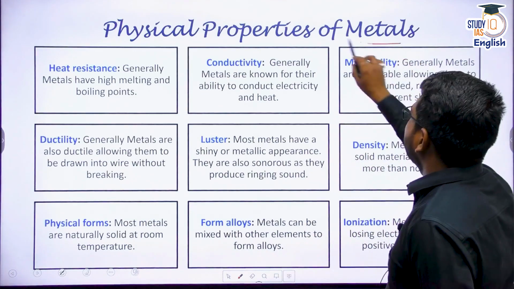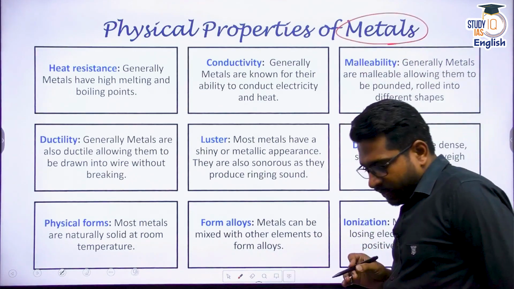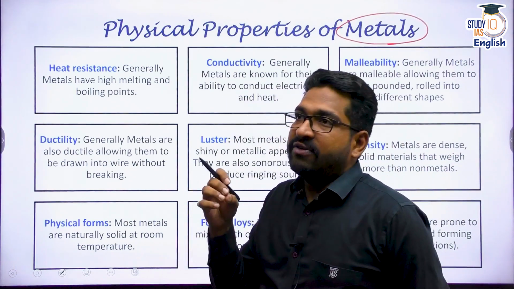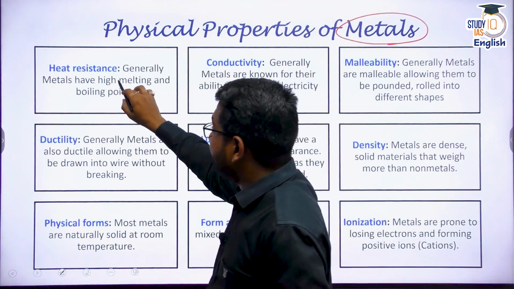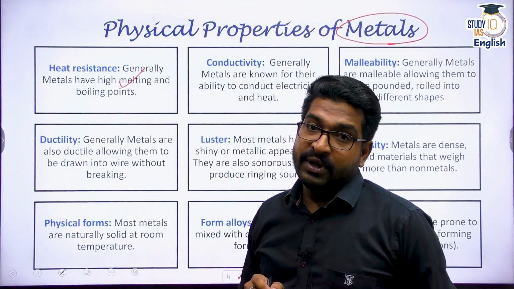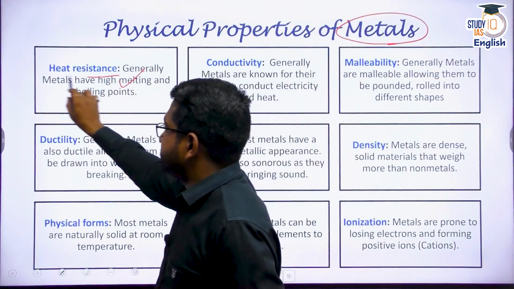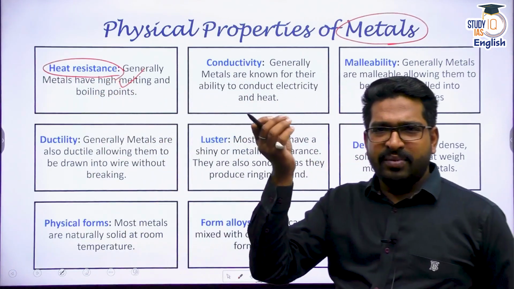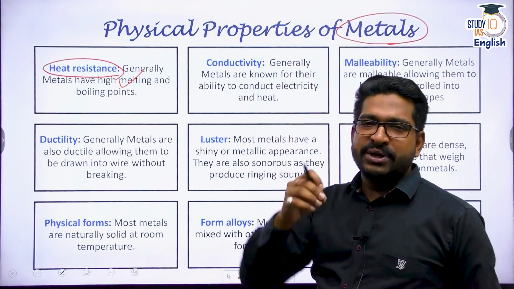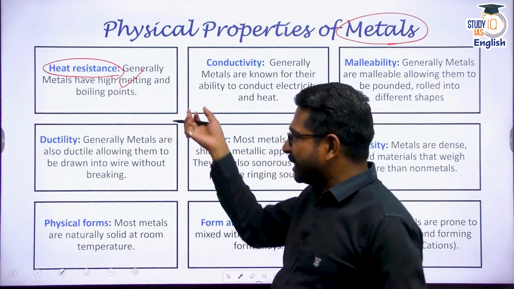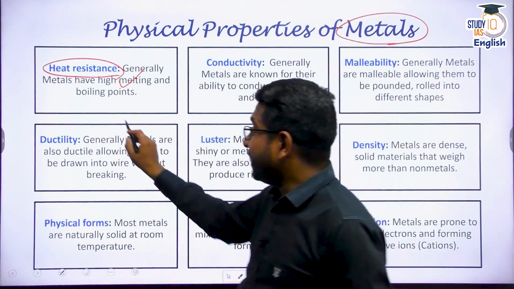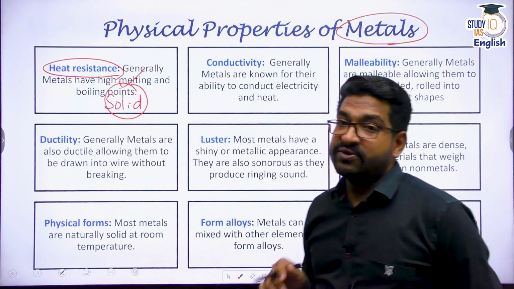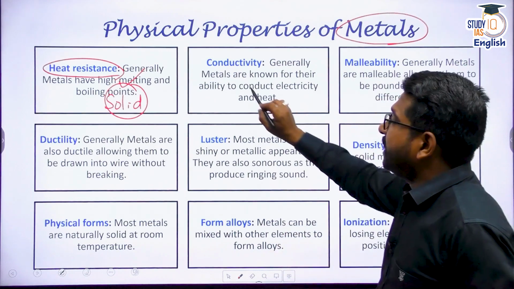Physical characteristics of metals. As I told you, generally metals have heat resistance. That means they have a very high boiling point and very high melting point. So metals have heat resistance. You can talk about any of the metals, say iron, etc. You have to go to more than 1000 degrees Celsius to melt them, etc. Right? So melting and boiling points are quite high, and that is why they remain solid at room temperature generally.